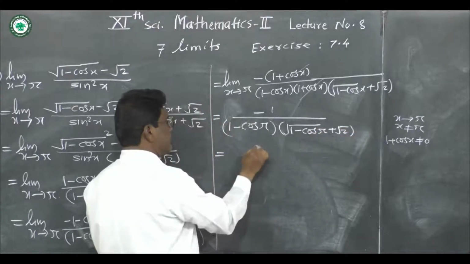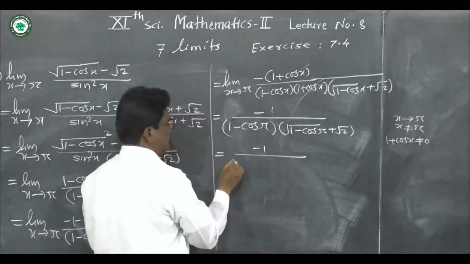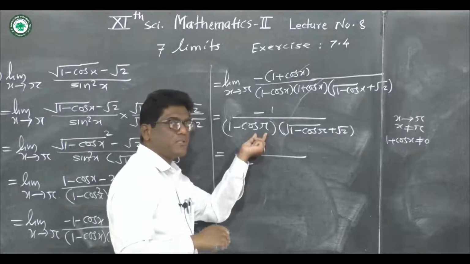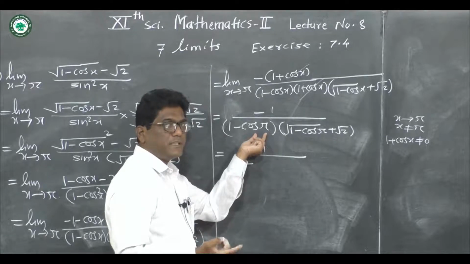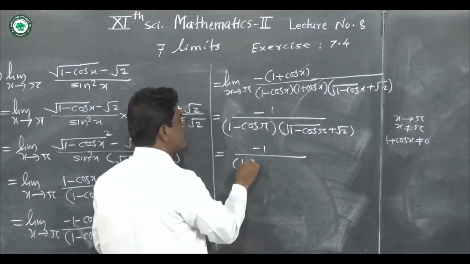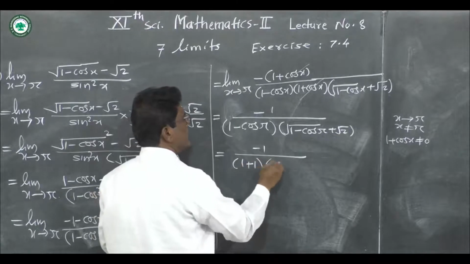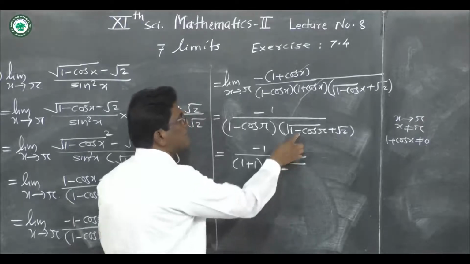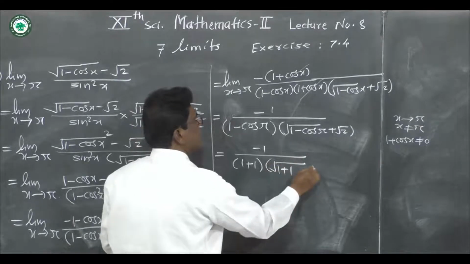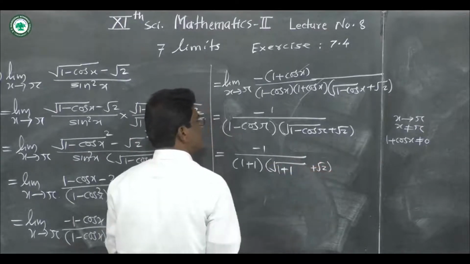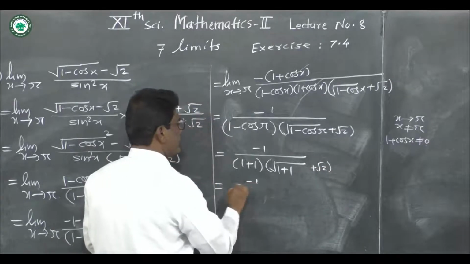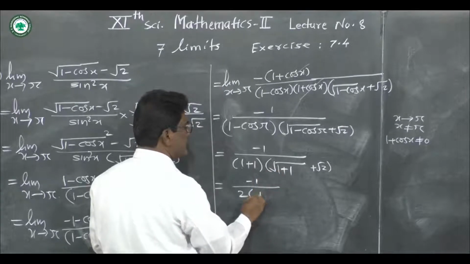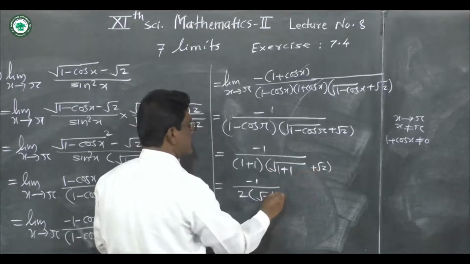So it is equal to minus 1 upon 1 minus, and this cos of pi is minus 1. We know that cos of pi, means cos of 180 degrees, is minus 1. So minus minus becomes plus 1 here. In round bracket, 1 minus cos of pi is also 1 plus 1, and plus root 2. So we get minus 1 upon 1 plus 1, that is 2. In round bracket, under root of 1 plus 1, that is root 2, and here also plus root 2.